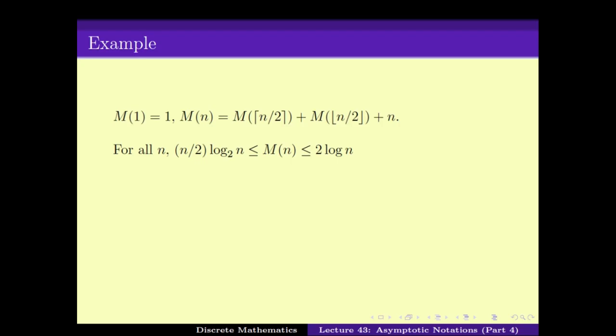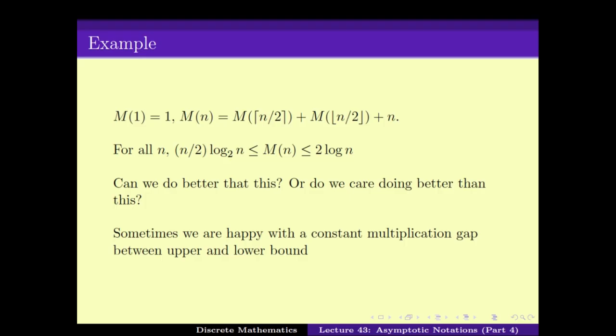So we saw that in such an example, for example, m_n equals m_{floor(n/2)} plus m_{ceiling(n/2)} plus n, where the first one is a floor, the second one is a ceiling, instead of getting the exact solution, we can get an upper bound and a lower bound, where the upper and lower bound differ by some constant factor, but that is possibly good enough for us. Sometimes you are happy with a constant multiplication gap between the upper and lower bound. Now, once you have something like this, you'd like to say something like m_n is actually something like n log n. To formally put it, we basically have to compare the functions m_n versus n log n.